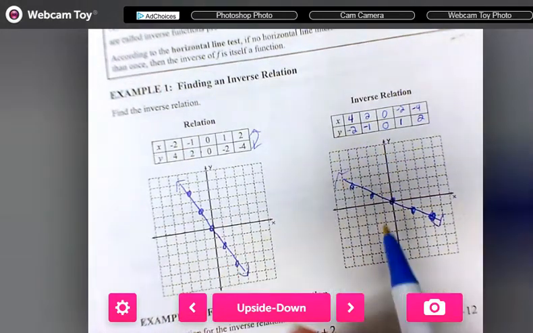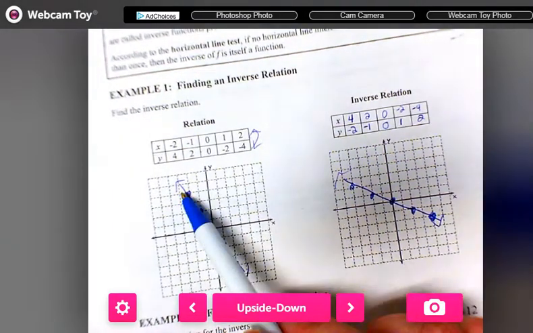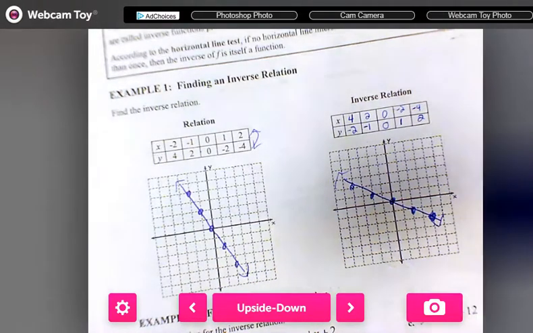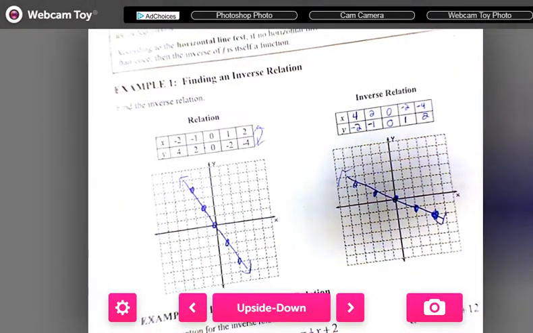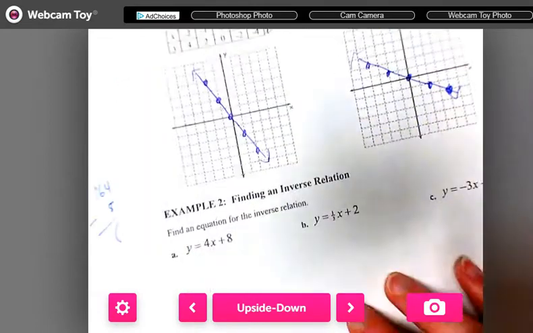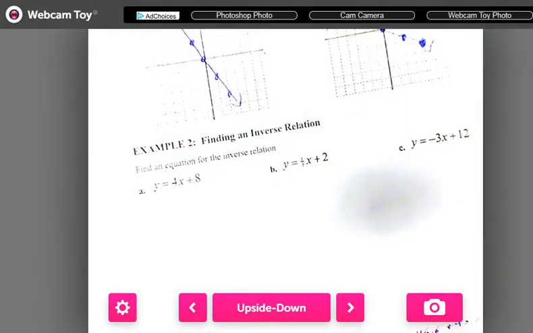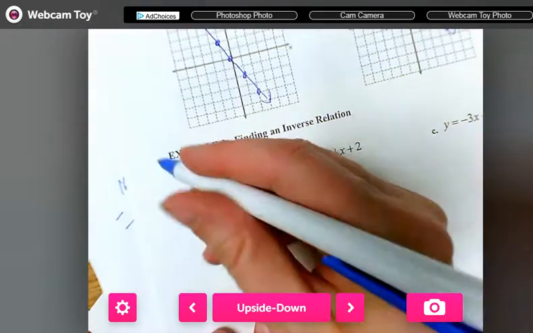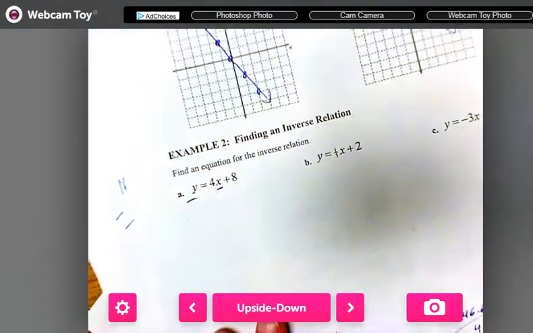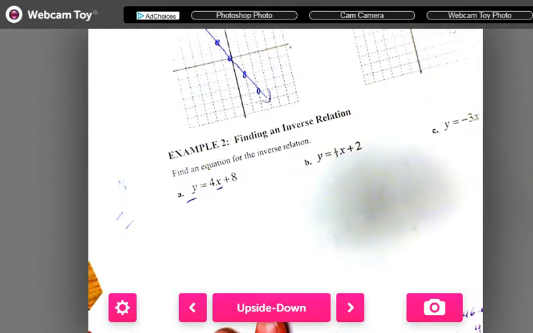If you have a graph, usually what I would do is just find points on the graph and do the opposite to find that inverse. Now we're going to find the inverse of these relations. If you have an equation, how am I going to find the inverse? Literally, I see where y is and where x is, I just switch them, and then solve for y.